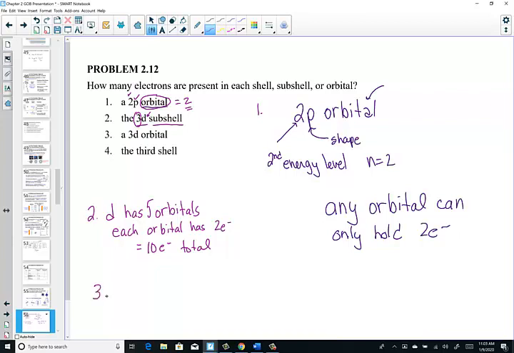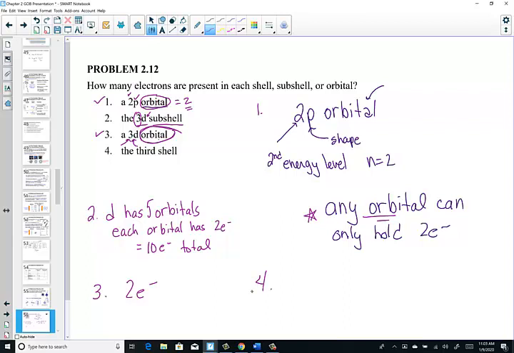Number 3 says the 3d orbital. Well, what's the difference between number 1 and number 3? I gave you a 2p orbital. Here I'm giving you a 3d orbital. At most, any orbital can only hold 2 electrons. It doesn't matter what principal energy level. It doesn't matter the shape of the orbital. Just that any orbital has only 2 electrons inside, each with opposite spin.